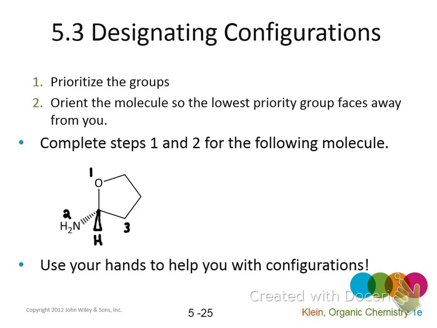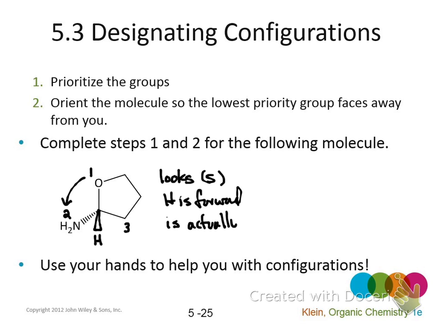Now, we really want to have the hydrogen be in the back to do the assignment. Do you want to redraw this, or do you just want to do the assignment? So we're just going to do the assignment. It goes this way, right? Which way is that? S. Looks S, but the H is forward. So, forward, it's actually R.